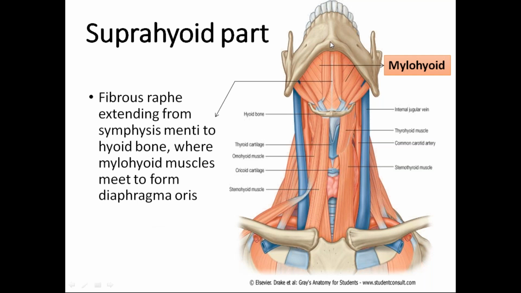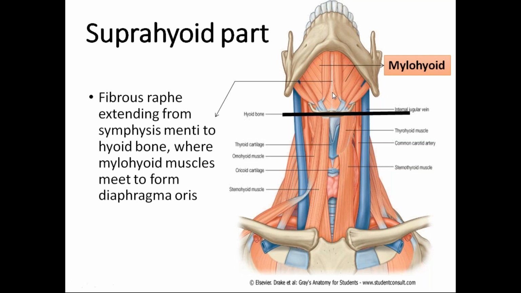So the suprahyoid part extends from symphysis menti to the hyoid bone. From superficial to deep, it consists of skin, superficial fascia with platysma, and investing layer of deep cervical fascia. Other than this, you have cutaneous nerves and vessels. Okay, and you have two suprahyoid muscles here. One is the anterior belly of digastric, another one is mylohyoid. And you can see a fibrous raphe extending from symphysis menti to the hyoid bone, where the two side mylohyoid muscles meet to form the oral diaphragm. Okay, that's all about the suprahyoid part.